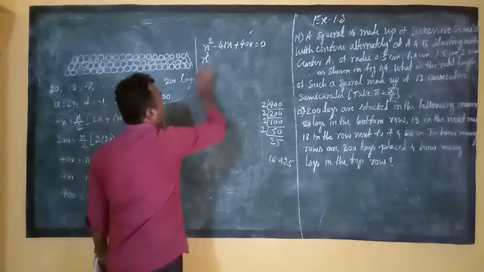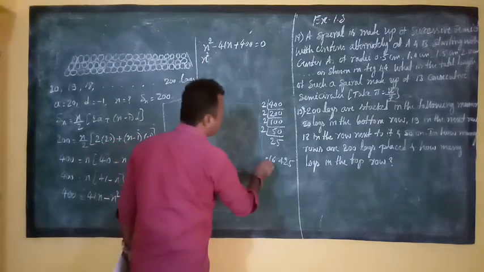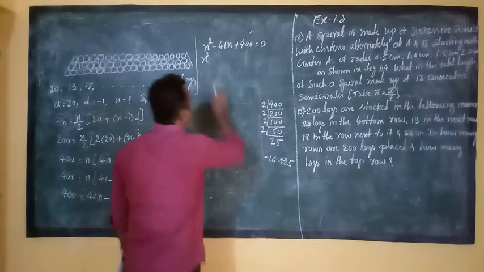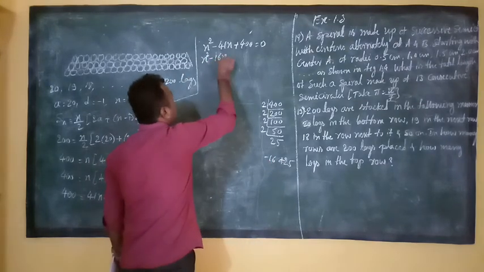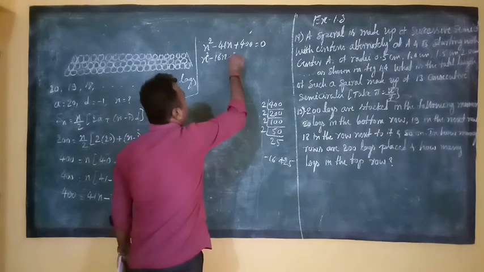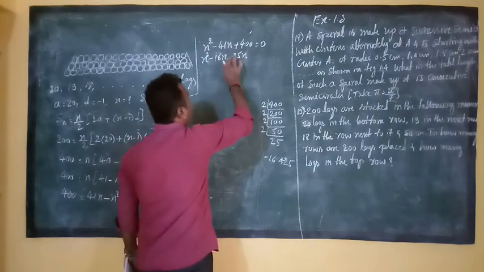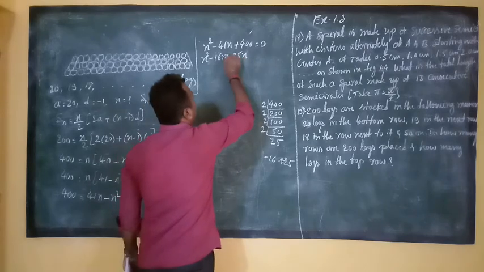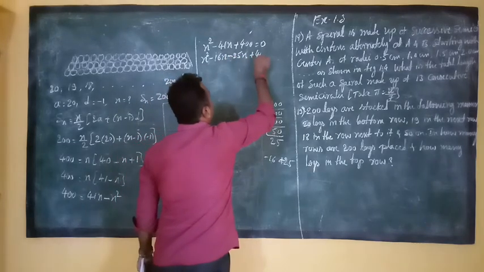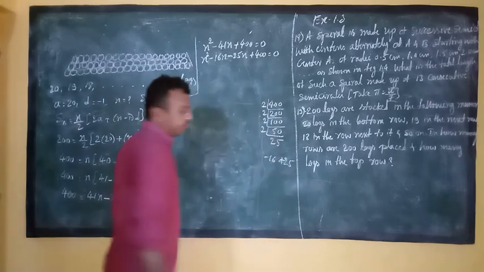Both 16 and 25 are negative. So n square minus 16n minus 25n plus 400 is equal to 0.